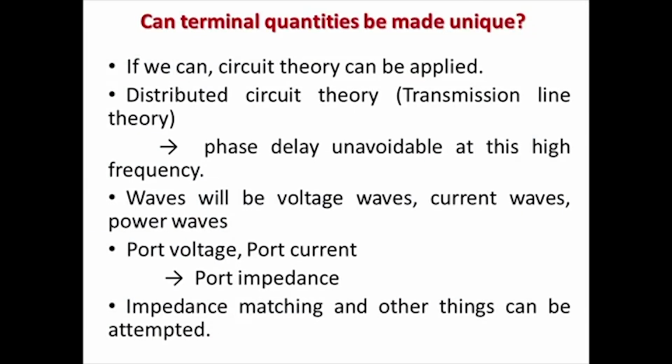Because if we can, then instead of field theory, we can take the help of wave theory, obviously distributed theory. So, the circuit theory in the form of transmission line, that theory we can take the help of, and so our exact field solutions, which is a vector solution, three dimensional solution, that will become much easier. So, the question is, can these terminal quantities be made unique?